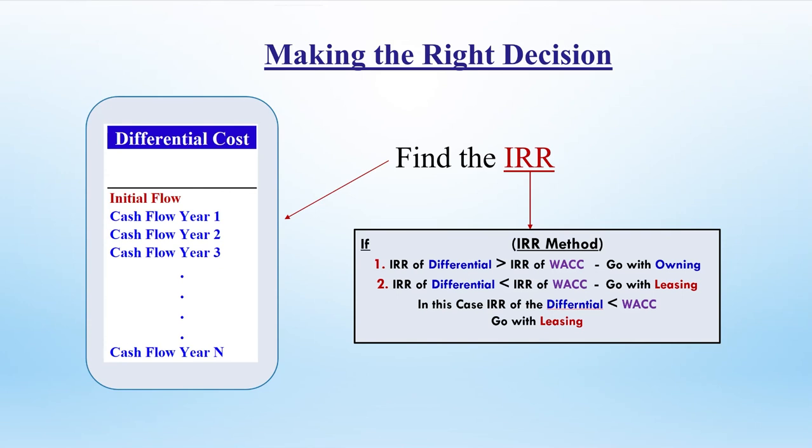Let's simplify that. If by owning the building I get more in return than what the bank can give me, then I will own it. And conversely, if my rate of return for owning the building is going to be less than what the bank gives me, then it is not worth it for me to own it. I should be leasing it.